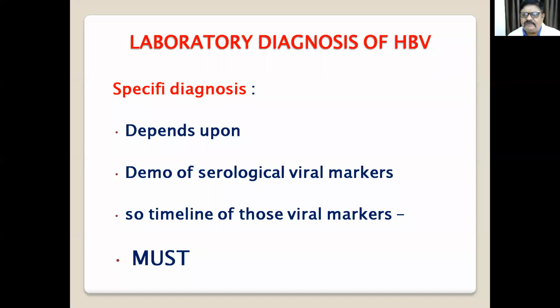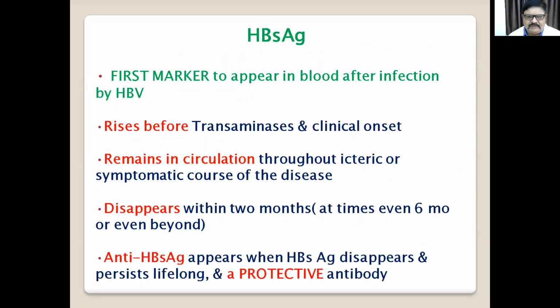laboratory diagnosis of hepatitis B virus depends upon the demonstration of serological viral markers. So that is important, and you should know the timeline as to when each and everything appears. Yesterday we started with hepatitis B surface antigen, represented by HBsAg. Please remember, it is the first marker to appear in the blood after infection by HBV.